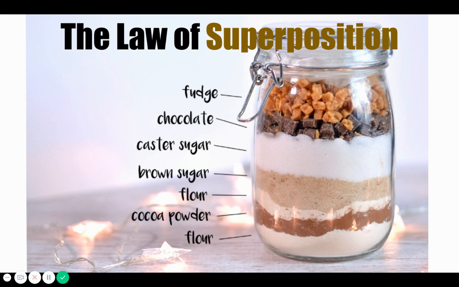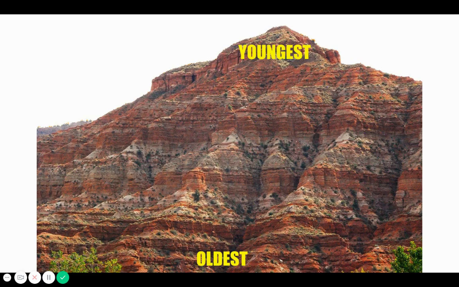Looking at this cookie in a jar, the person who made it had to have poured the flour in first because it is at the bottom. As a result, the flour has been in the jar the longest, and you could say it's the oldest. Similarly, the fudge had to have been put in last because it is on top, and therefore it has been in the jar the least amount of time and is the youngest.